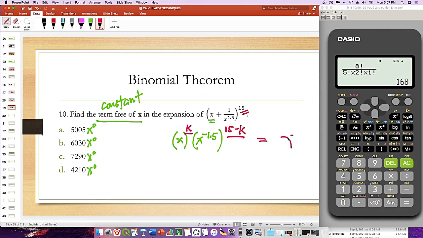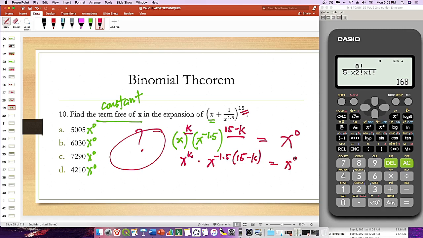So this should be resolved to x raised to 0. If we simplify it further, take note, we don't have the coefficient here, so let's just put a question mark. Since we don't know the value of k, we need to first solve for k. So this will become x raised to k, multiplied by x raised to minus 1.5 times 15 minus k, equals x raised to 0. Now if we take out all the exponents and equate them to 0, the result will be k minus 1.5 times 15 minus k equals 0.